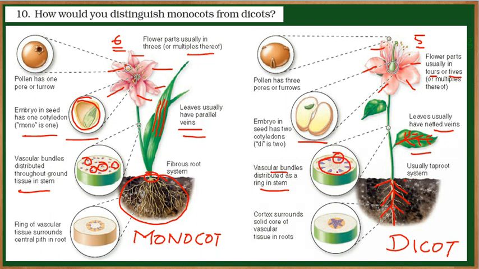So here each one is a vascular bundle. They are arranged in the form of a ring. They are distributed in the form of a ring. So in monocot stem, it will be scattered. In dicot stem, it will be arranged in the form of a ring.